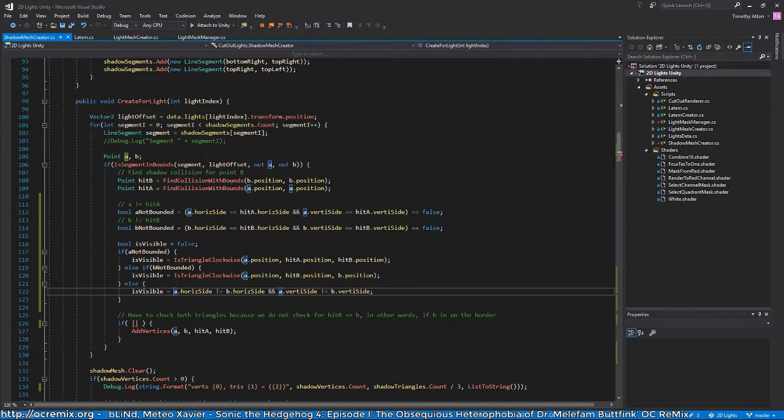This code isn't good enough because say A is on the left side, so it's -1 horizontally but 0 vertically, and then B is +1 horizontally but 0 vertically. Then this would return false because A does not equal B, but they both have the same vertical. So it's actually A dot horizontal side equals 0 or side equals 0. Alright, this is redundant, because either A equals 0 or they're different.